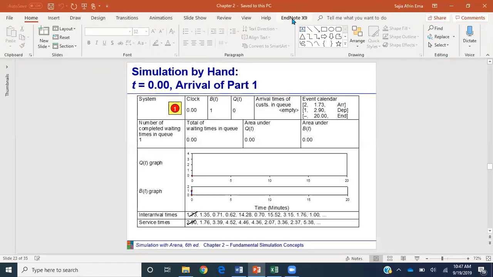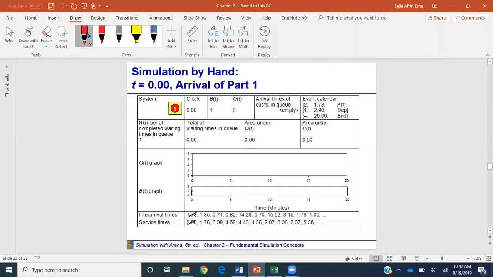Here, the next arriving time is 1.73 minutes and it's an arrival. Okay. And then after that, another event is scheduled, which is departure of part 1. Number of completed waiting time in queue is 1. Why? Because part 1 came in and passed the queue. The total waiting time in queue is 0 because part 1 didn't wait in the queue.